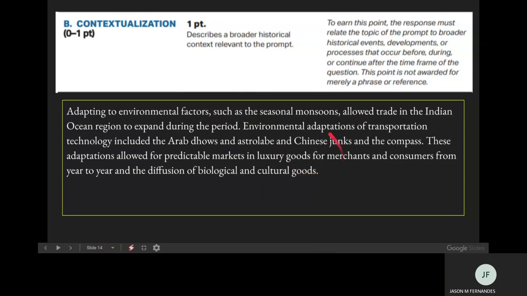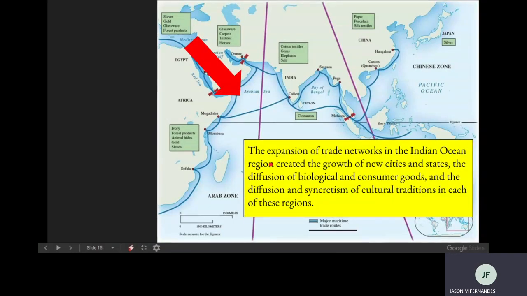So for context, you know, it says not merely a phrase or reference. So what I've done, I said, all right, so you got environmental factors, you got the monsoon, you adapt to the monsoon through this technology. This technology allows for these predictable markets to continue year to year. Okay? All right, so let's dig deeper into the Arab trade network first.